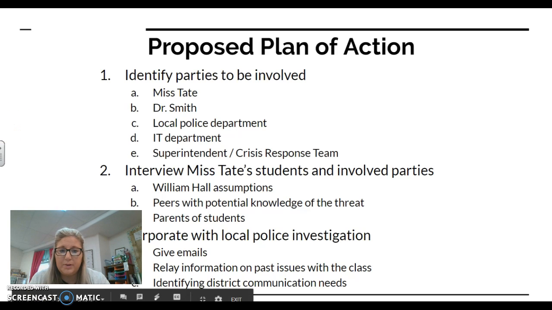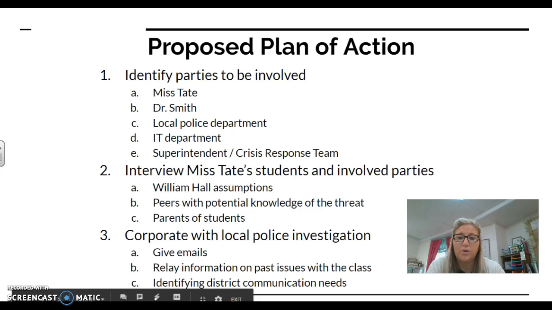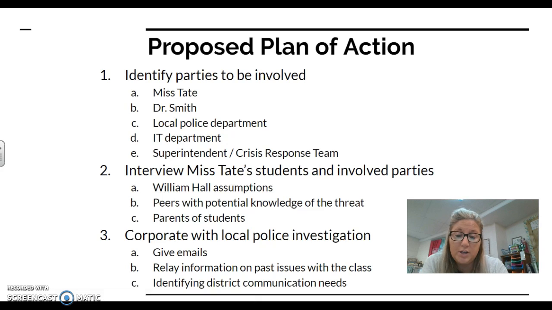The proposed plan of action is, I want to identify the parties that are involved. So I know Miss Tate is involved, Dr. Smith, the principal, is involved. I want to involve the local police department if needed, and the IT department to determine where exactly this email was being sent from and the URL of the Facebook page. And then, if needed as well, probably bring in the superintendent or the crisis response team if the district has one.